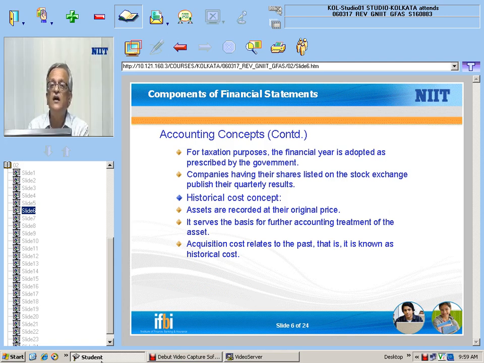So cost of acquisition means the amount by which I have purchased that asset. This relates to an earlier period. That's why the cost is known as historical cost. It relates to a past period. So this is the historical cost concept. Assets are recorded at their original price. It serves as the basis for further accounting treatment of the asset. And acquisition cost relates to the past, hence it is called historical cost.